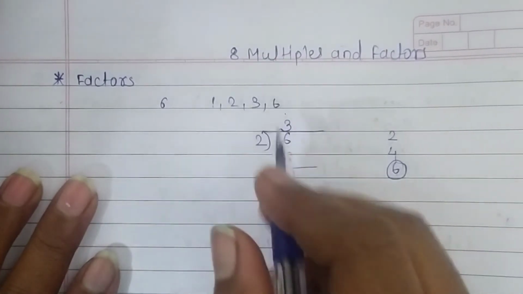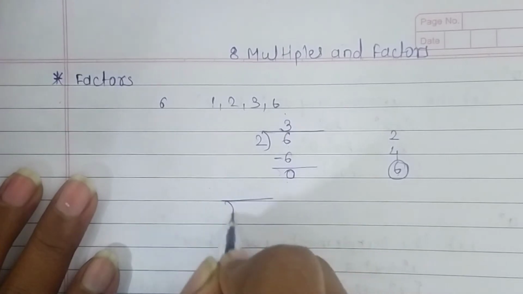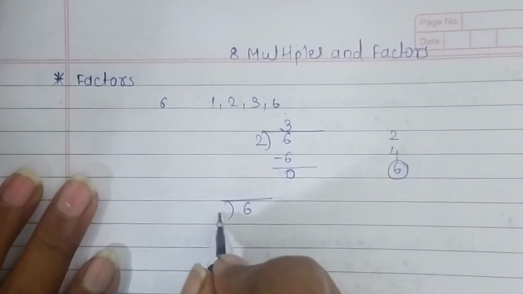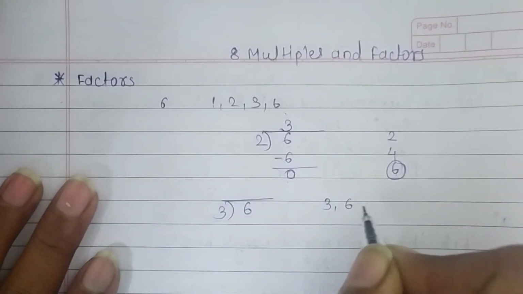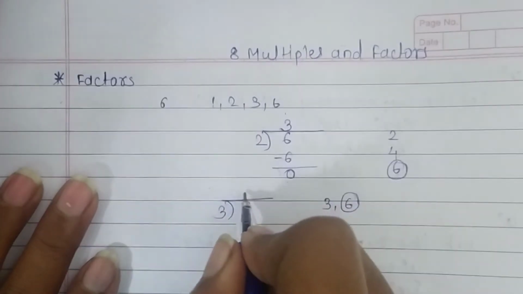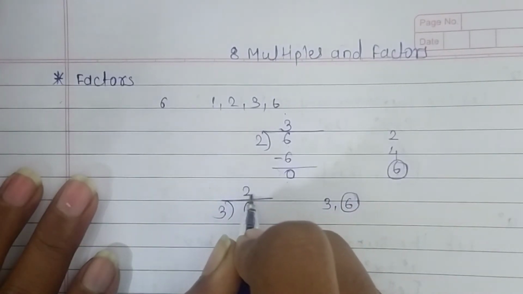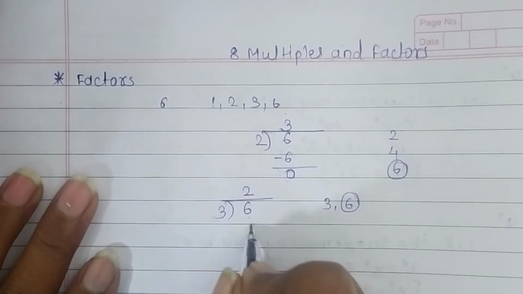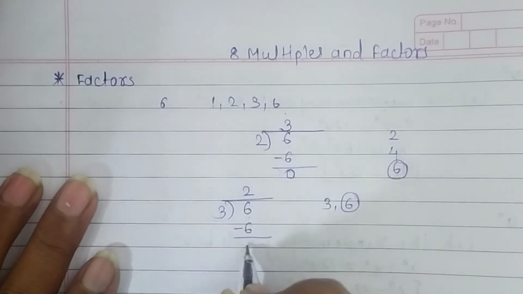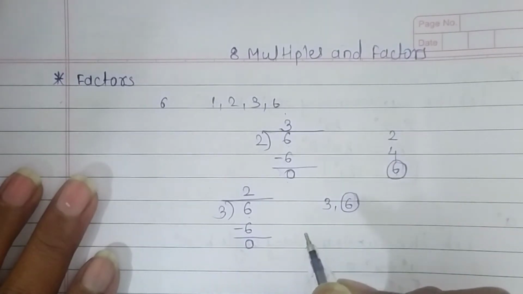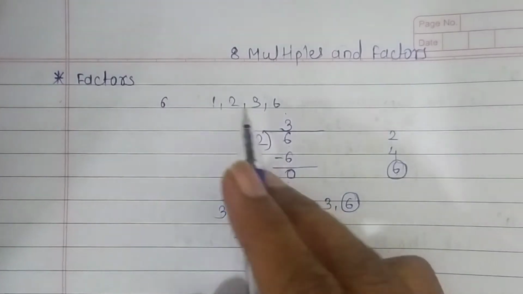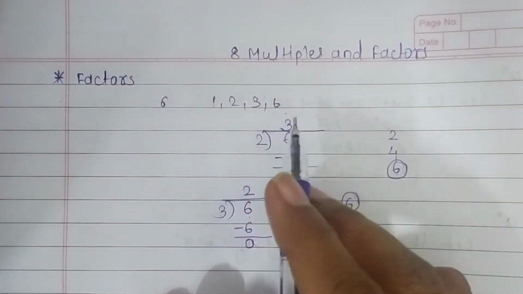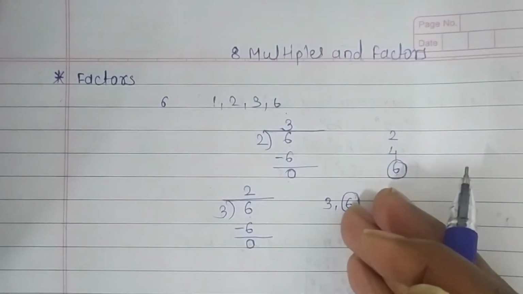Let's take another number here. When we divide 6 by 3, we find in 3's table that 6 is in the second place. So we are going to divide it by 3. 3 2s are 6. Here our subtraction is 0. Look, it's very easy. So we can say that 1, 2, 3 and 6 are the factors or divisors of 6.